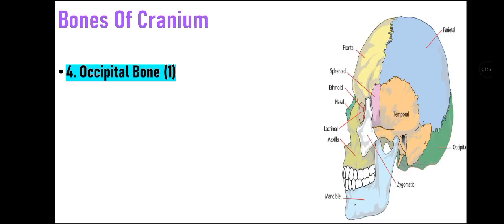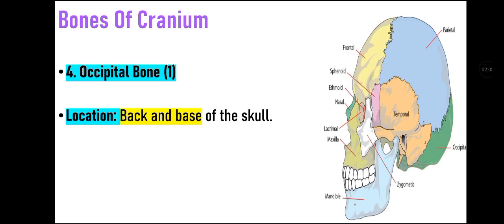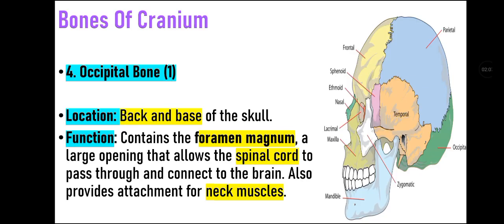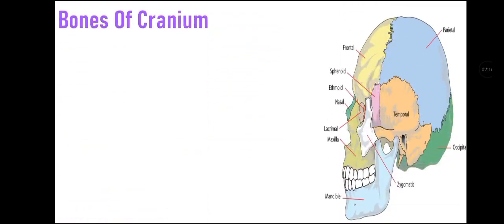Next cranial bone we have is occipital bone. That is unpaired bone, and in diagram you can see the green color bone at the back side of skull is occipital bone. Location: back and base of skull. Function: it contains the foramen magnum. That is a large opening that allows spinal cord to pass through and connect to the brain.